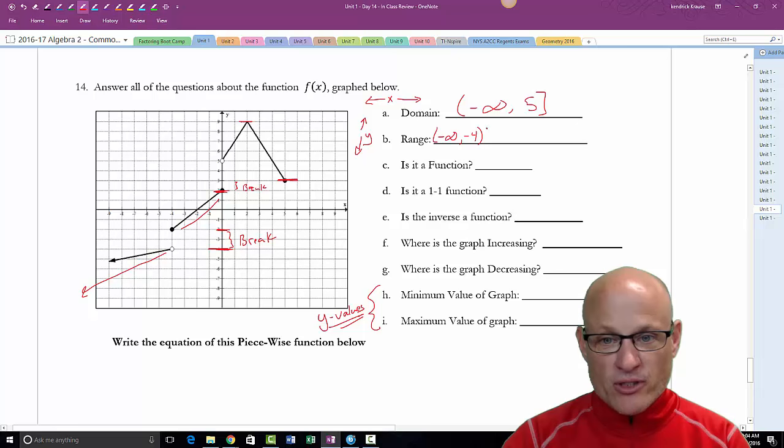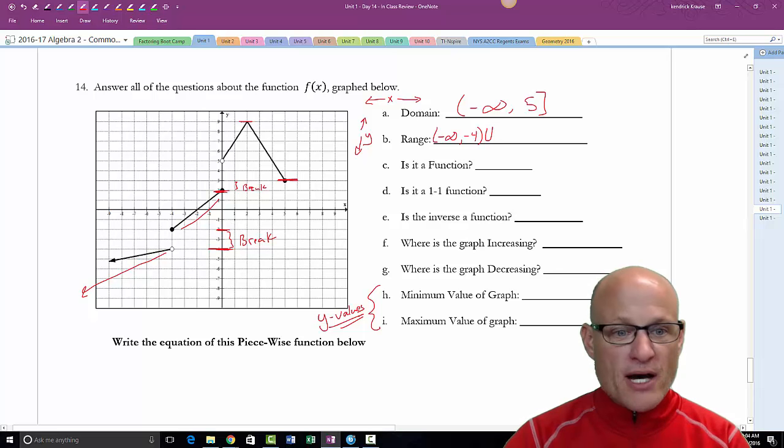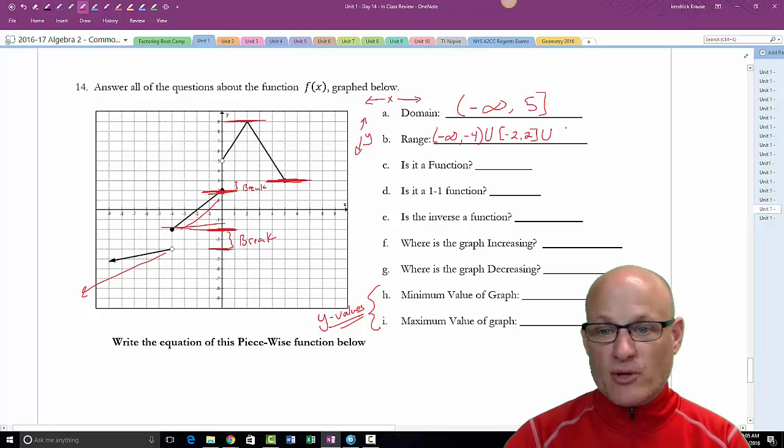Or, that's my union symbol, I go from negative 2 to positive 2, both of which are included. Or from 3 all the way up to 9, including both, 3 to 9. So there is your range.